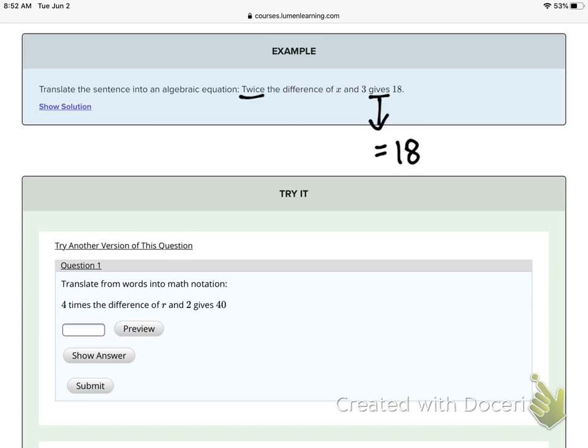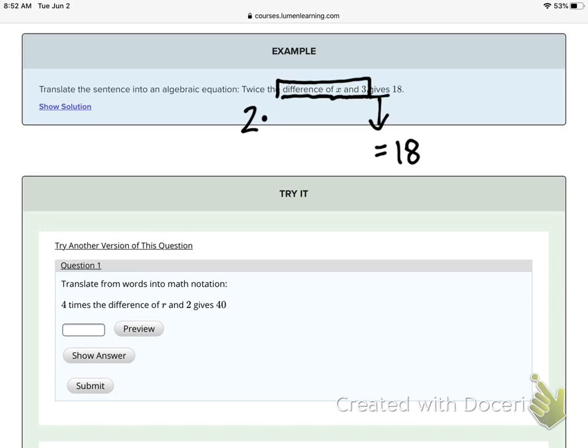Yes, you guys, I am multiplying it. So twice the, which means times, multiply by 2. Twice means times 2. Twice the, then we're going to break this up. Difference of x and 3. Notice how that's all one complete section right there. It's saying difference of, and then we still include the and. So all of those go together.